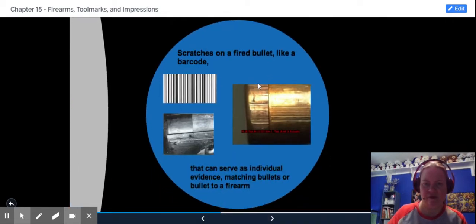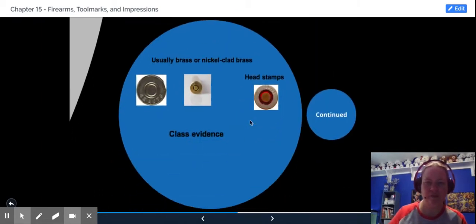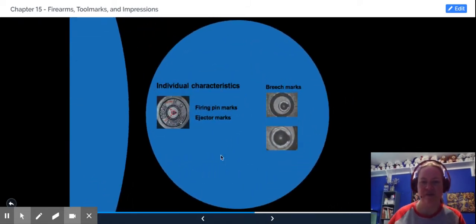Scratches on the fired bullet will look like a barcode, and these are called striae or striations. These are unique to the gun that is being fired, so you can match a bullet to a particular gun this way. Head stamps are considered class evidence because, again, they're manufactured. Individual characteristics are firing pin marks, ejector marks, and breech marks.